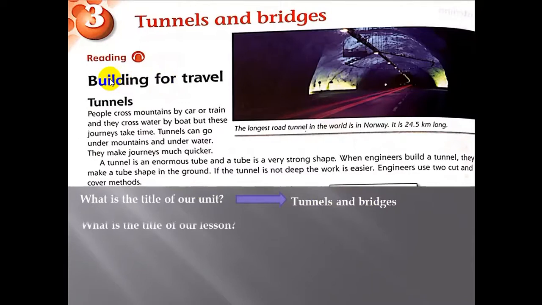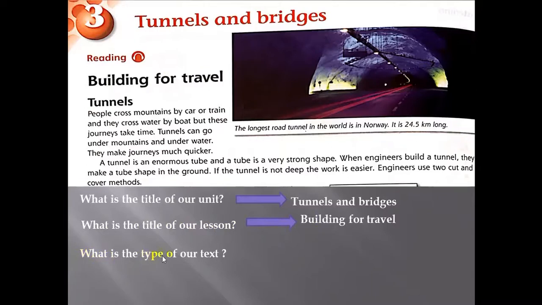Now, what is the title of our lesson? The title of our lesson is Building for Travel. Building for Travel, okay?